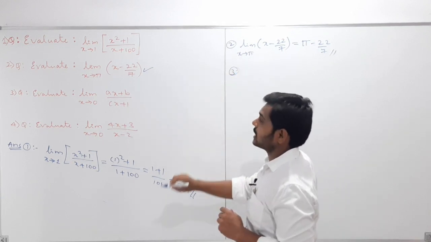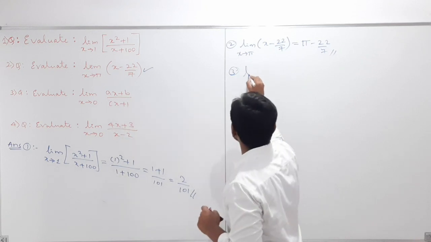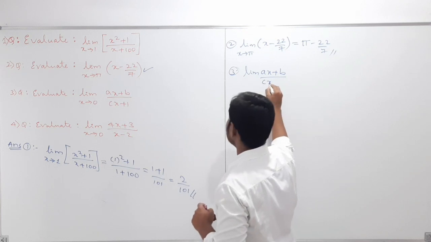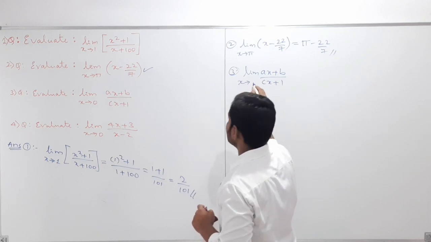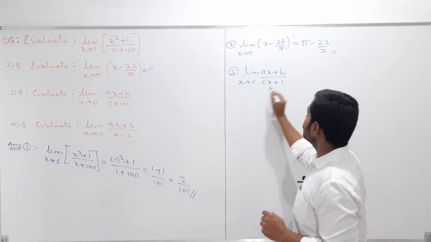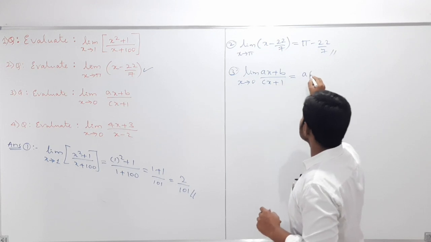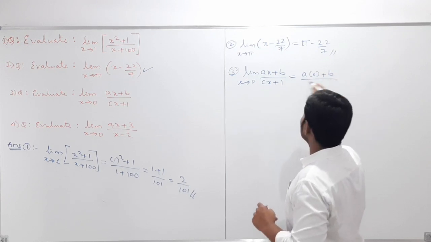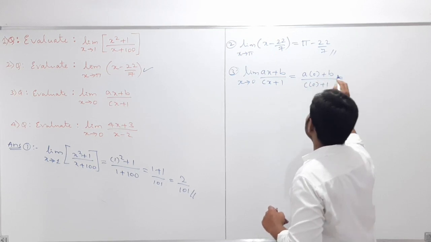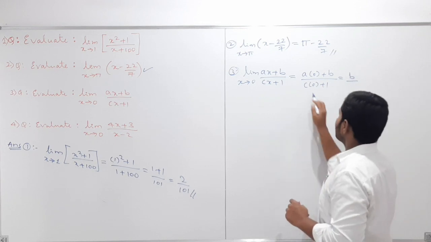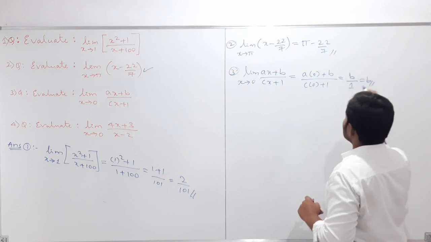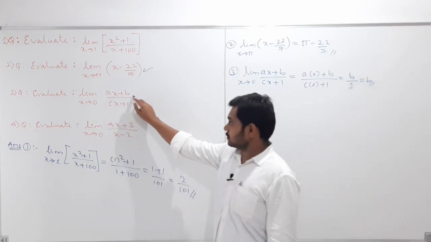Next, the third question. What is that? Limit of ax plus b whole divided by cx plus 1 as x tends to 0. In this function, my dear students, we should give the x value 0. So a into 0 plus b whole divided by c into 0 plus 1. A into 0 is 0, leave that one, only b you will get, whole divided by c into 0 is 0, 0 plus 1 is 1. So therefore the final answer is b for this one.